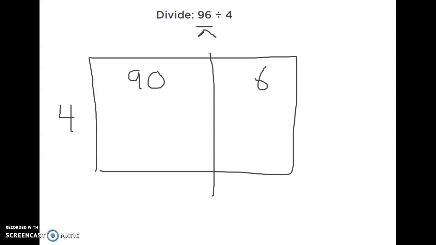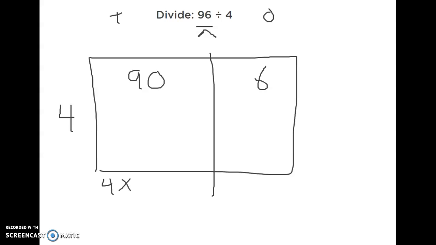Now, since I know that multiplication is the inverse operation of division, I can use my multiplication facts to help me divide 96 into groups of 4. So down here, since this is my tens place, I'm going to start multiplying 4 times tens to see how many groups of 10 can go into 90.